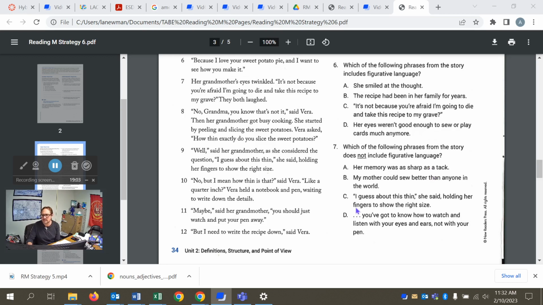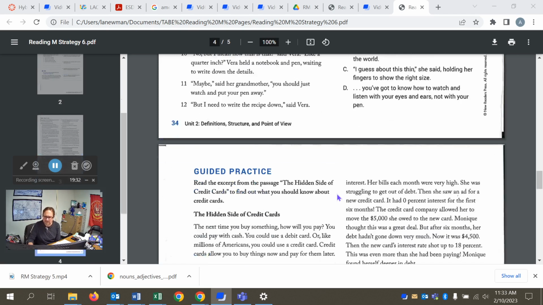Kind of a tough question, but it's C. The speaker here is trying to convey something visually, but there's no figurative language in it. A is a simile. B is hyperbole, better than anyone in the world. And D, actually D is personification. So C is the only one that doesn't have figurative language.